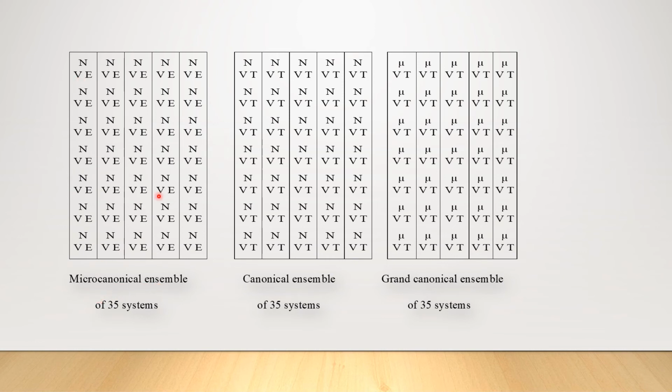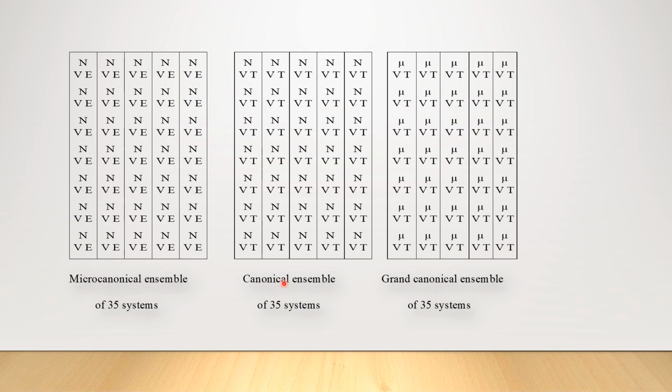This microcanonical ensemble is having 35 systems. If you count the systems, the answer comes out to be 35, and each system is having the same value of energy E. Also the number of molecules N and the volume remain the same in all the units. Such a type of ensemble, where the number of molecules N, the volume V and the energy E remain the same for each system, is called a microcanonical ensemble.